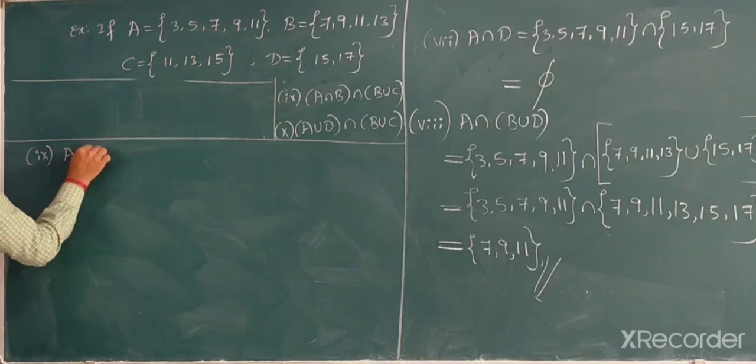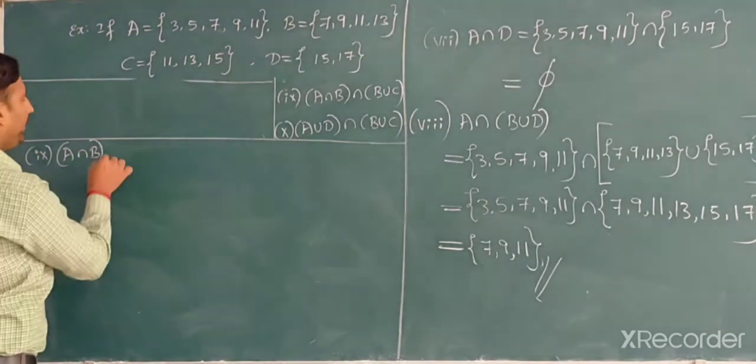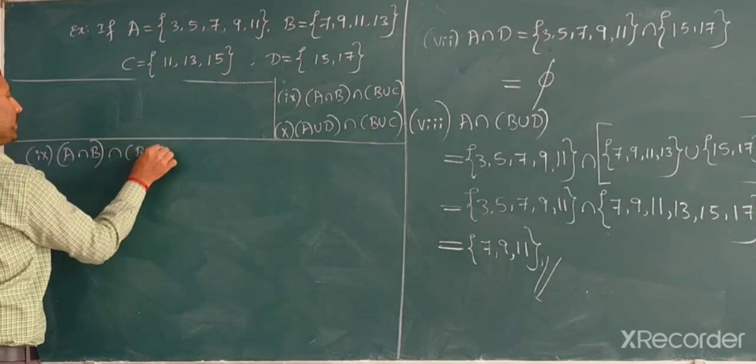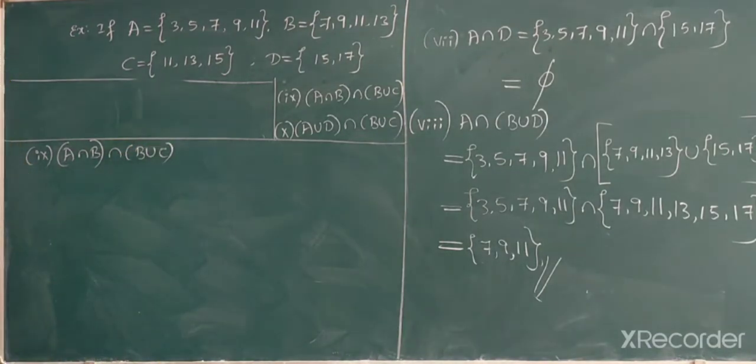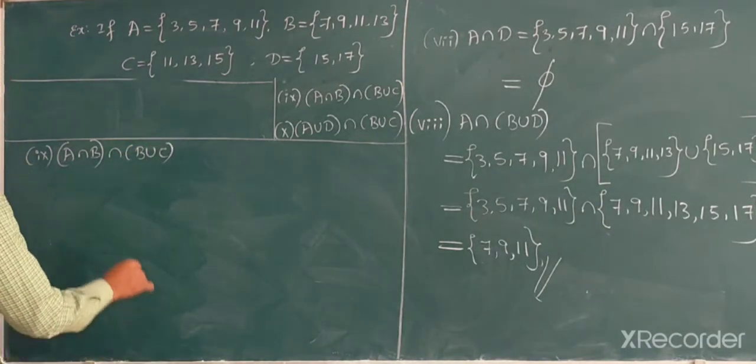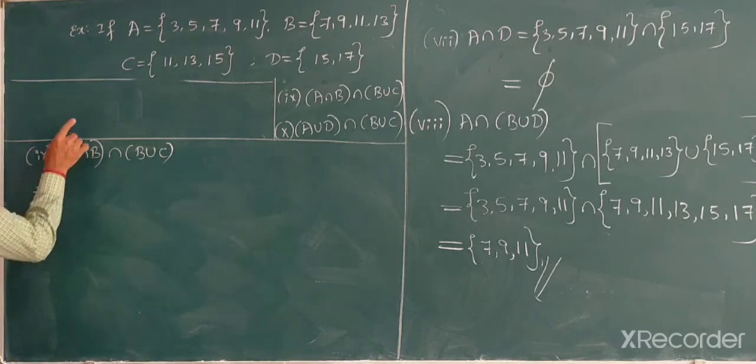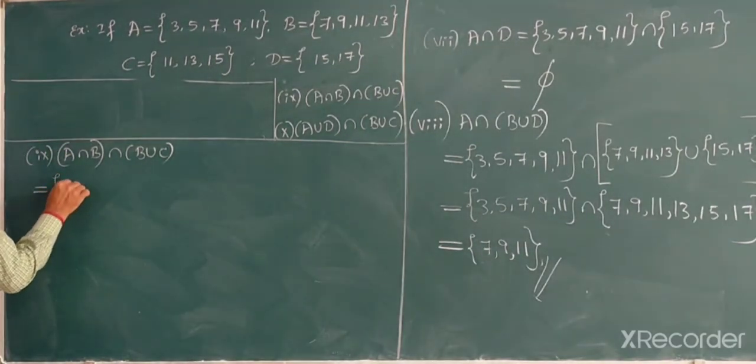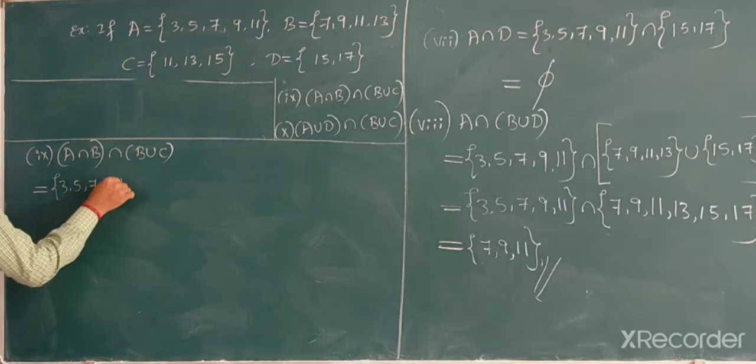A intersection B, intersection B union C, which is equal to A. A is nothing but what? 3, 5, 7, 9, 11.